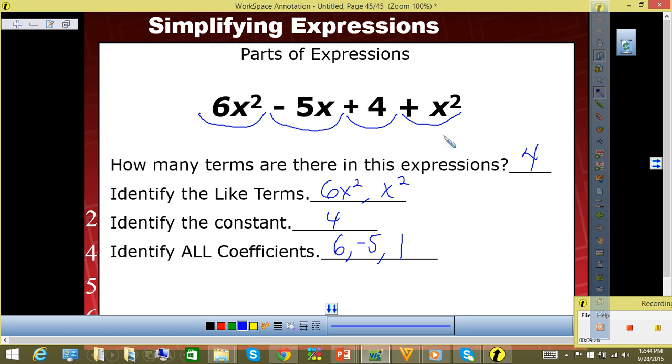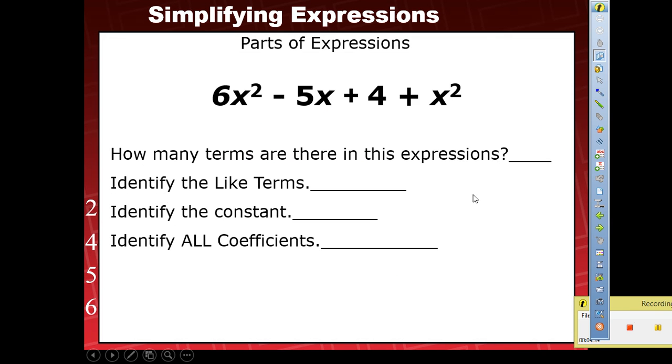The reason I'm going over this is because still some of you are getting mistaken with your terms. Make sure you clarify that. So copy this one, please. x squared plus 10x minus 3 minus 8x, and answer the questions, please. How many terms? Identify the like terms, identify the constant, and identify all coefficients. Go.